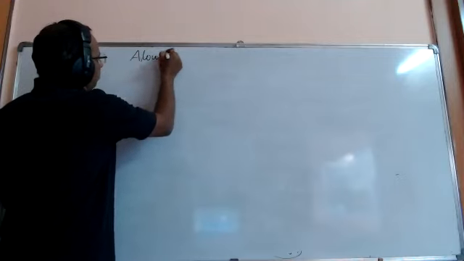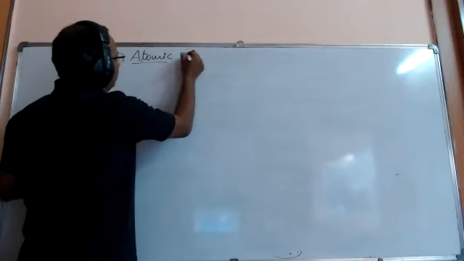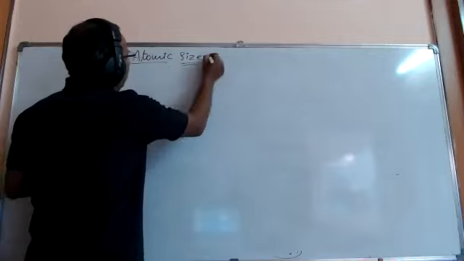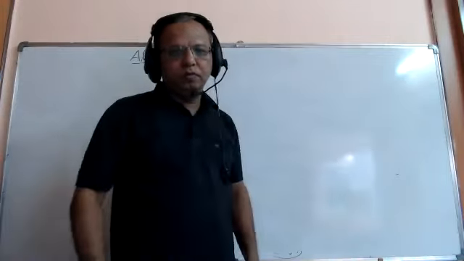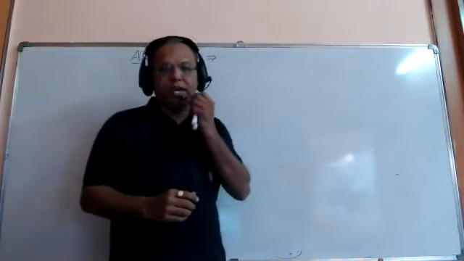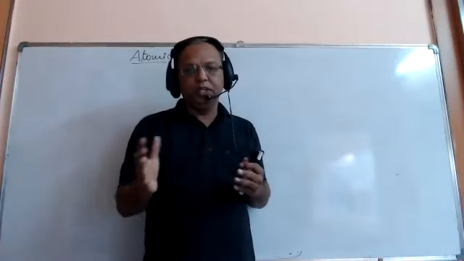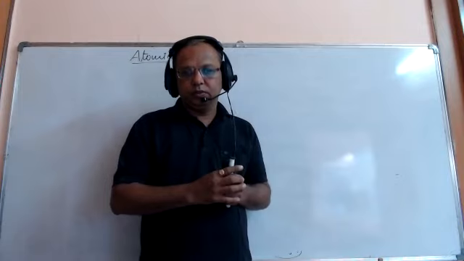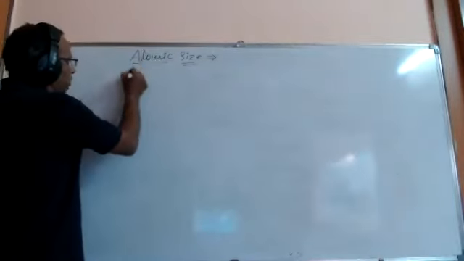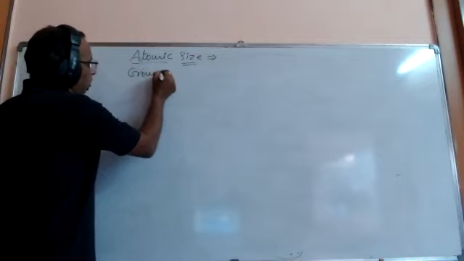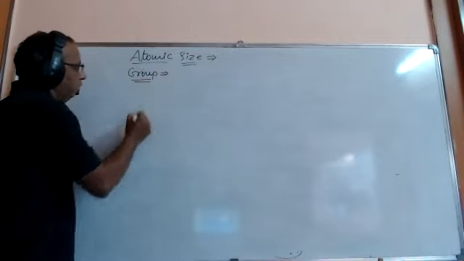So friends, atomic size is to be learned in the periodic table. What happens to the atomic size in a group and in a period? So first of all, let's revise what is a group in a periodic table, friends.